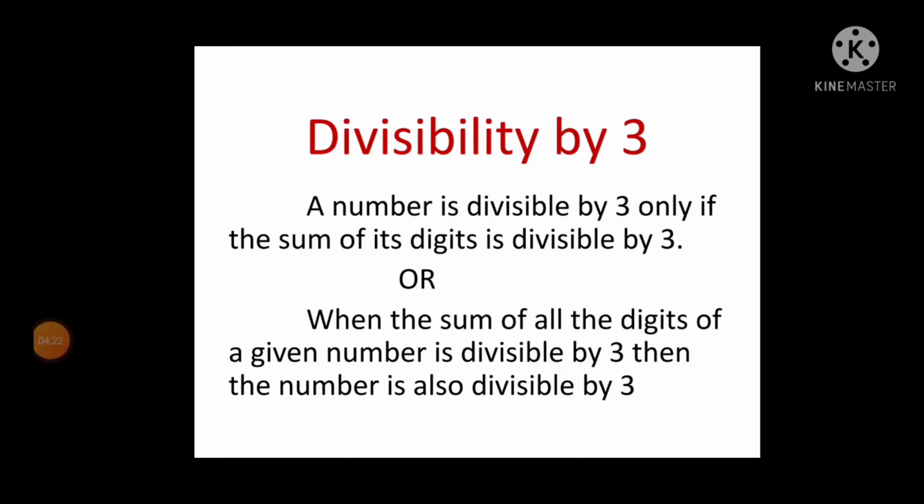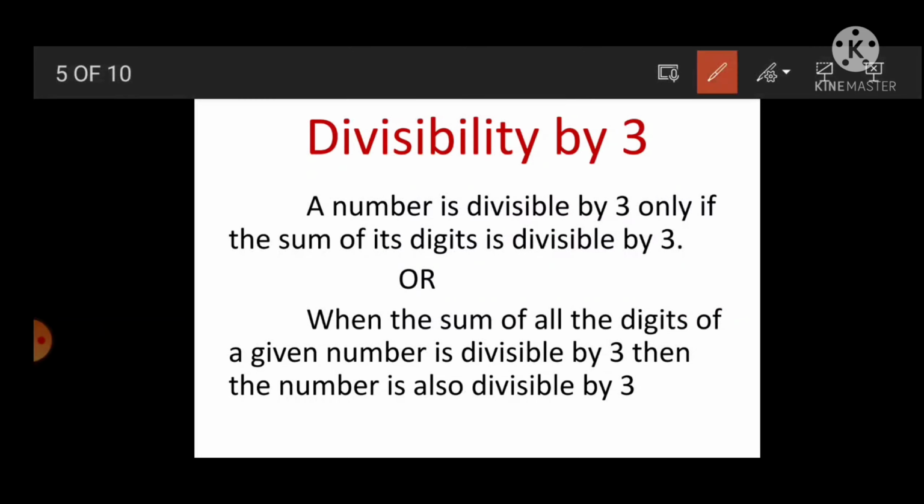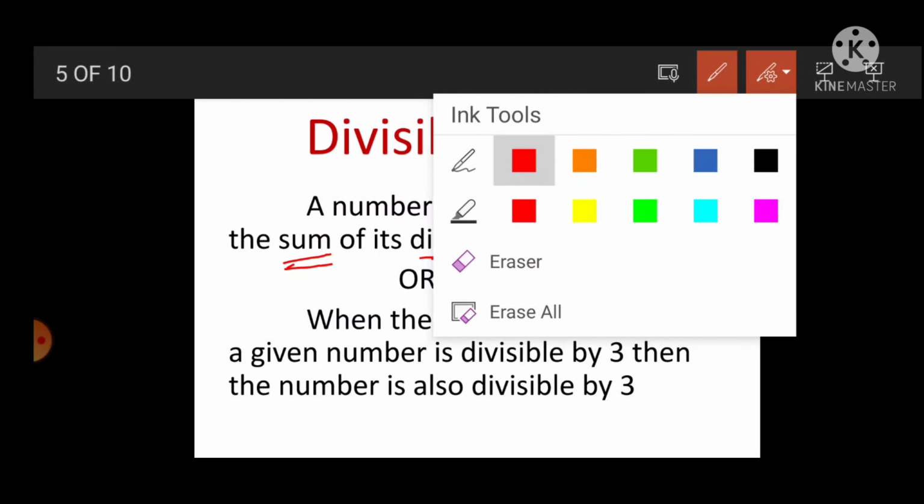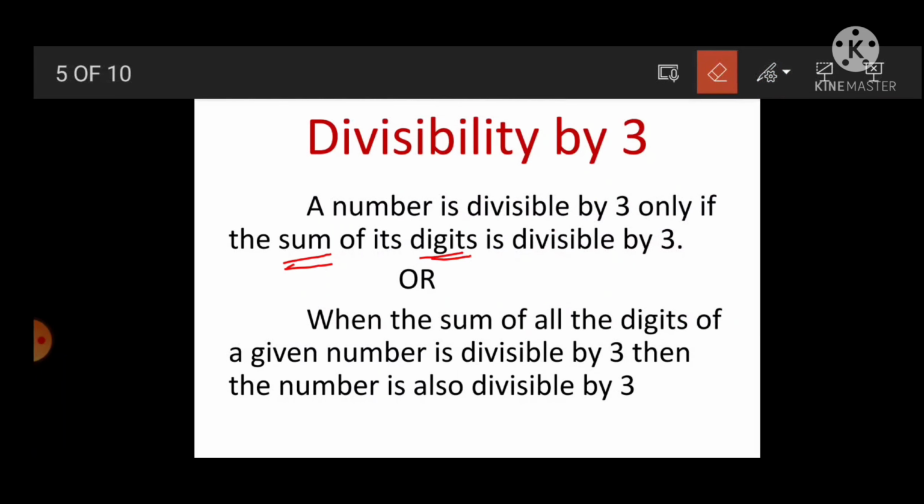A number is divisible by 3 only if the sum of its digits is divisible by 3. Sum of its digits means the number formed by digits. Suppose 256: here there are 3 digits, that is 2, 5 and 6, and it is a 3 digit number 256. In this divisibility test we have to check the sum of the given digits, and if the sum is divisible by 3, then the number is divisible by 3.